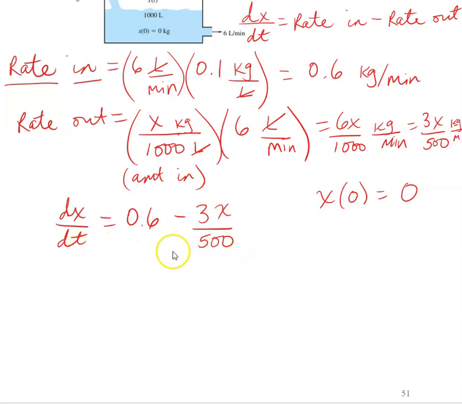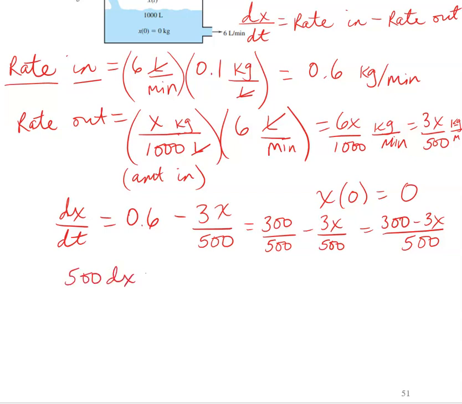This would be a linear first order differential equation, but I think if we get a common denominator, this will actually be separable. Why don't you pause the video and try it, and then make sure you get the same thing I do. This will end up being 0.6 is 300 over 500. So this will actually end up being 300 over 500 minus 3x over 500, or just 300 minus 3x over 500. And then if we think about cross multiplication, we get 500 dx equals 300 minus 3x dt.